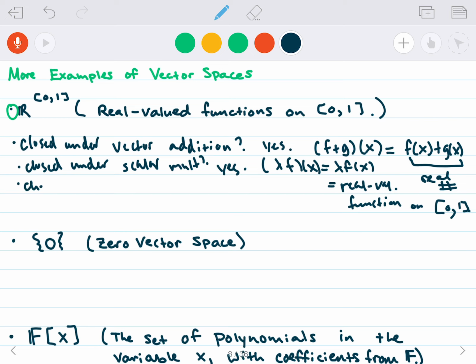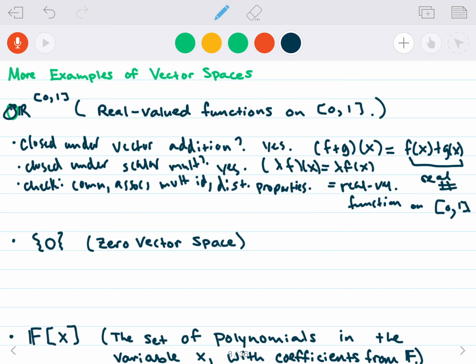So you can check commutativity, associativity, multiplicative identity, and distributive properties. So check those. Again, it would take way too long to check all of these, but the idea with this example is that, hey, vectors don't have to be lists of numbers. We can have functions being vectors.